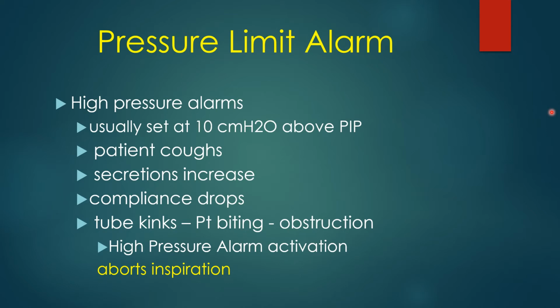Now, it may be that the patient is just fighting the ventilator. He's trying to exhale when the ventilator is giving him a breath, and he's very uncomfortable and agitated, and could be causing the alarms to go off. A very important thing to consider about the high pressure alarm is that when it reaches that pressure, the machine will make an alarm sound, and it aborts inspiration. So that when it hits that pressure, the pressure won't go any higher. The machine is going to stop inspiration.